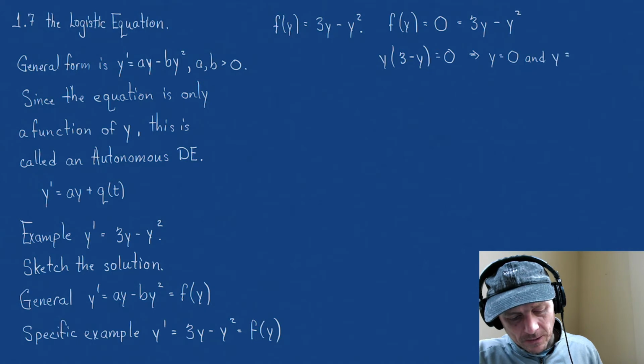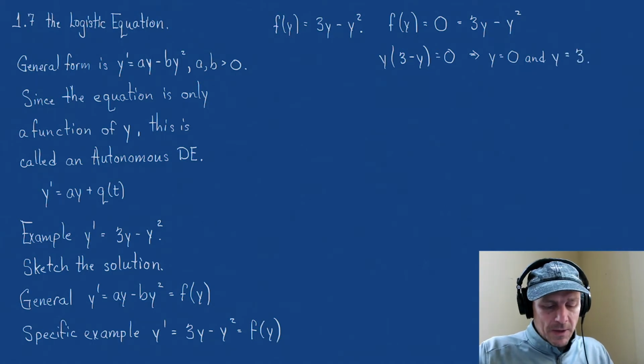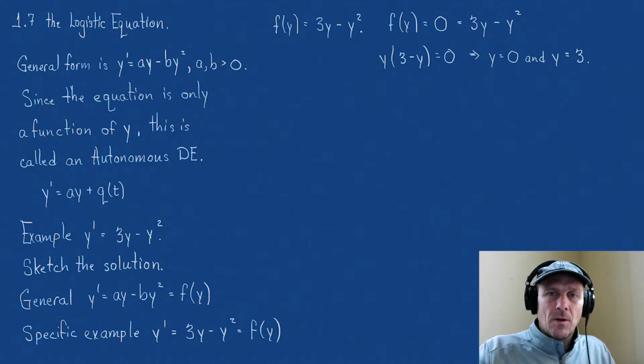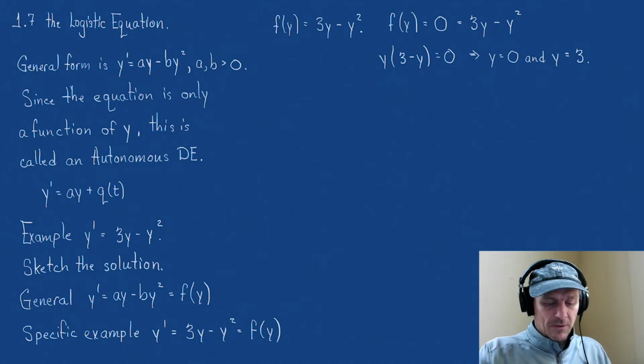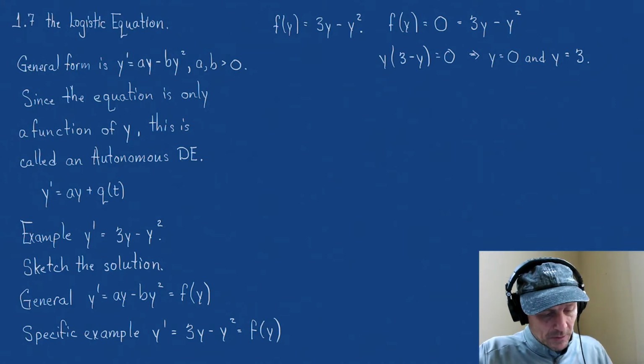y equals 3. Okay, so what does that mean? That means that we have a 0 slope for the function of y, even though we don't know what the function is. We have 0 slope at y equals 3 and y equals 0. And it's with that information that we can begin constructing a picture. We'll do this in many pieces.